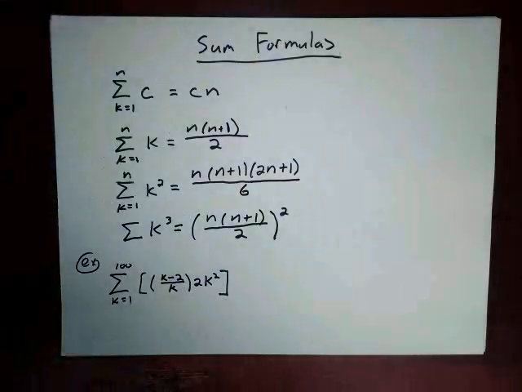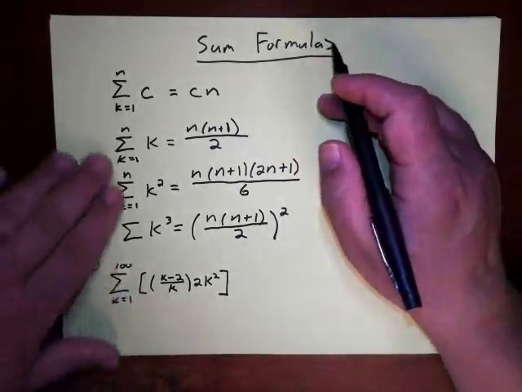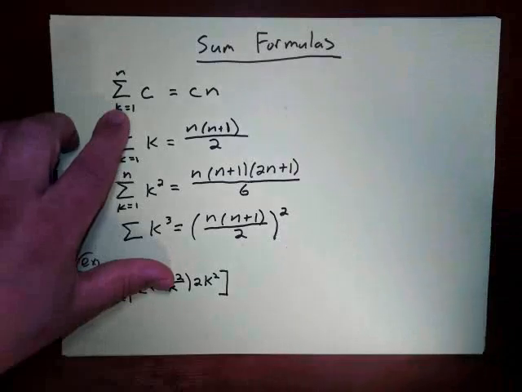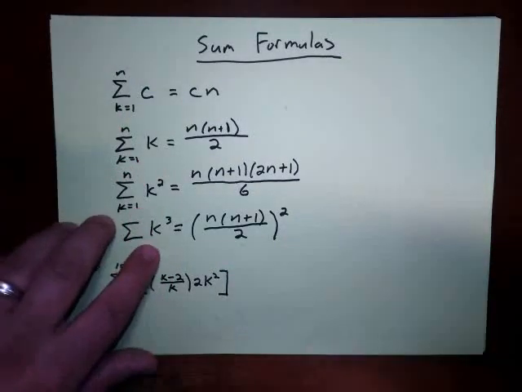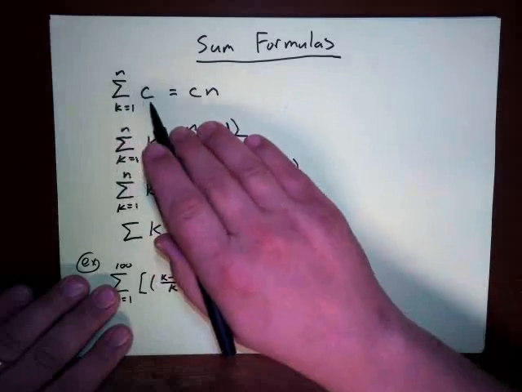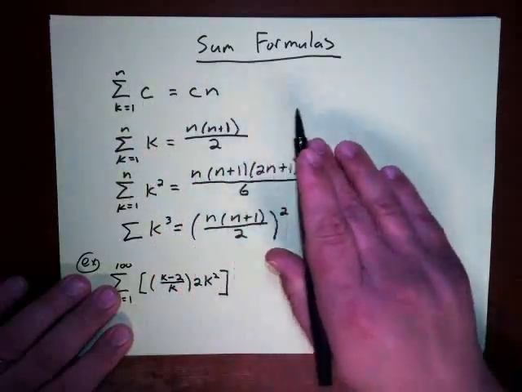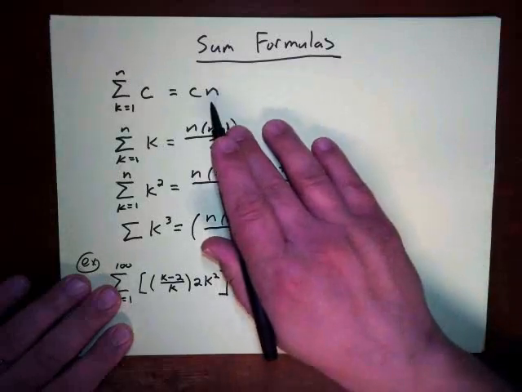We're now going to look at some sum formulas, and I'm going to share 4 formulas. These are basically a formula for a constant, for just a k term by itself, a k squared term, and a k cubed term. So this would be the sum from 1 to n of some constant. This would be the constant added to itself n times, so you just get c times n.